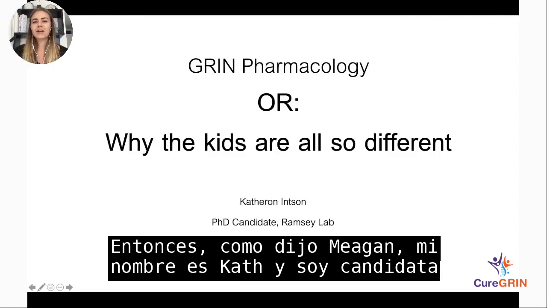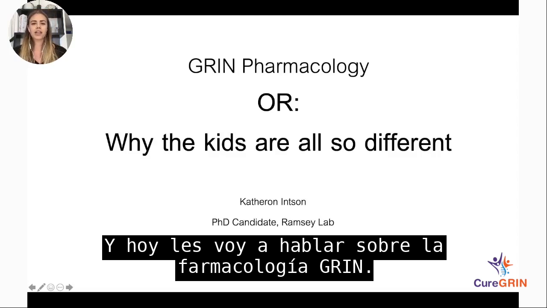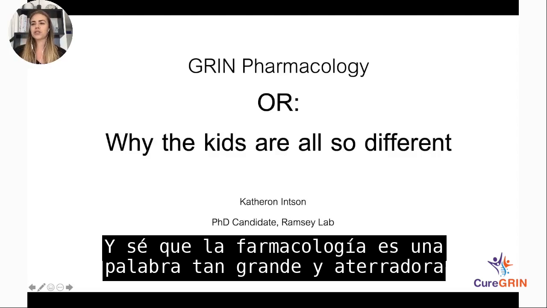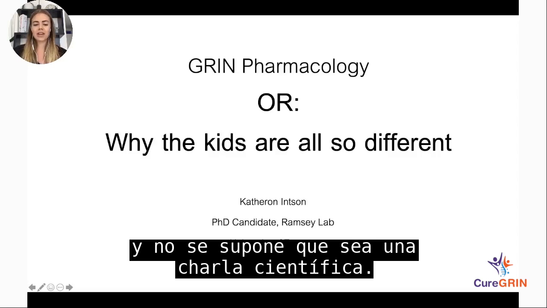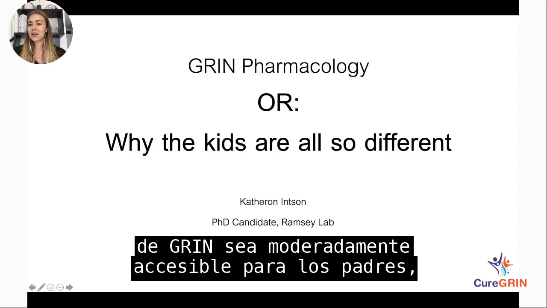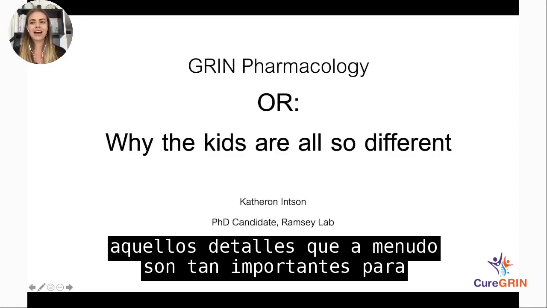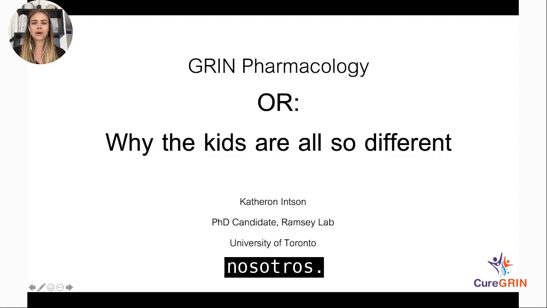So as Meagan said, my name is Kath, and I'm a PhD candidate in Dr. Ramsey's lab. And today I'm going to be talking to you guys about GRIN pharmacology. And I know that pharmacology is kind of this big and scary word, and it's not supposed to be a science talk. So the goal of this talk is to make GRIN science moderately accessible to the parents while only moderately upsetting the science by cutting out those details that are often so important to us.